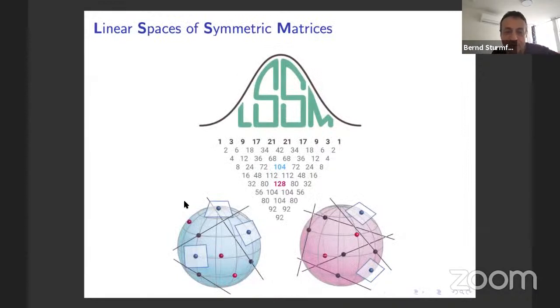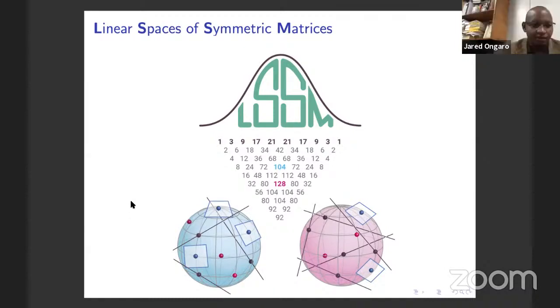Okay, so to the students, we're going to start a new topic. I'm going to tell you now about LSSM, linear spaces of symmetric matrices. So there's a triangle. Maybe you should answer some question on the chat.